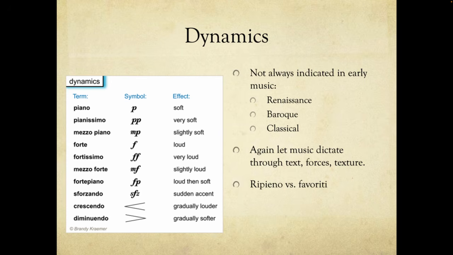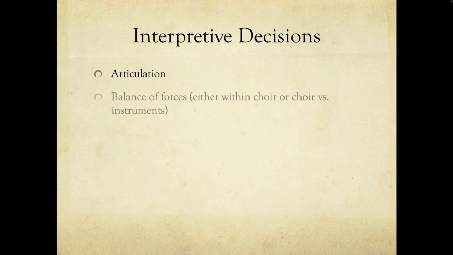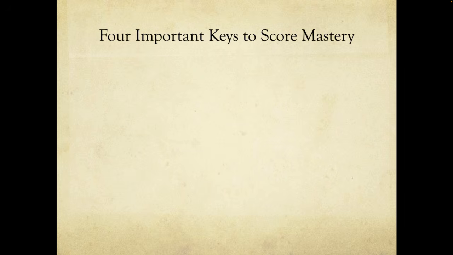In the Baroque era, and for now we're just going to use these terms quickly, Ripieno and Favoriti. These are really more terms that will come about when we're talking about late Renaissance, early Baroque. But this is the idea of soloists versus group. You just want to make those decisions. The dynamics can also come into play with that. Capella and soli is another German term for the same thing. With interpretive decisions, you're going to be talking about articulation, your balance of forces, your ornamentation. But all of that aside, those are decisions you're making at that second level.